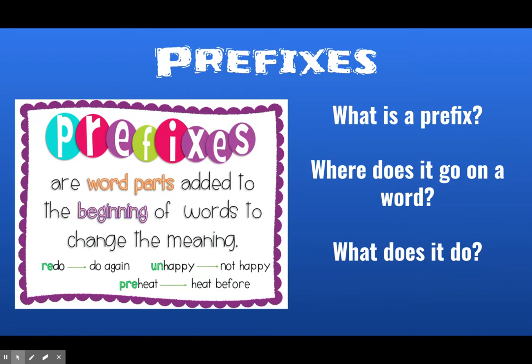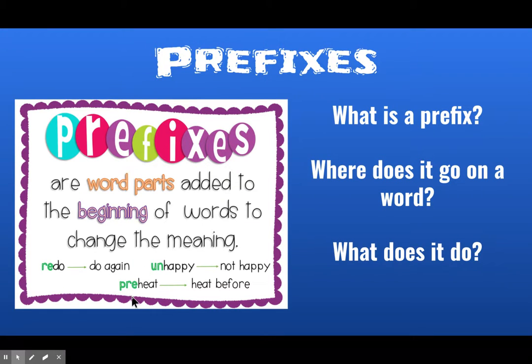All right, so let's look at what a prefix is. Where does it go on a word and what does it do? Prefixes are word parts added to the beginning of words to change the meaning of the word. So here you have the base word do. You add re to it. That's one of the ones we're working on this week, and it means to do again. If you add the prefix un to the beginning of a word, like happy, that's your base word, then you get not happy. So re means do again, and un means not.